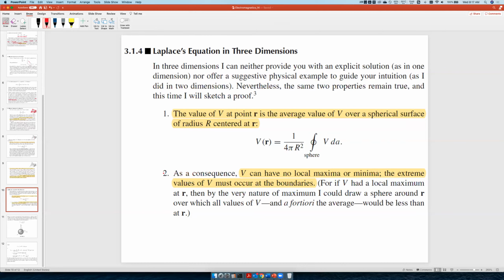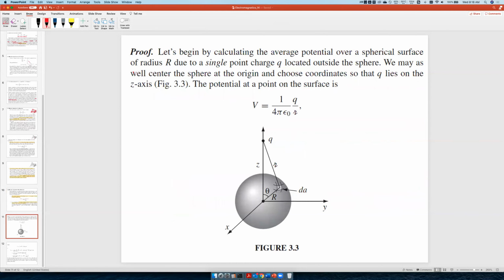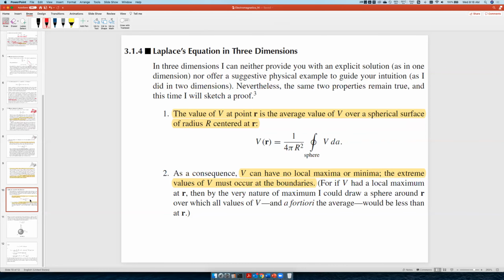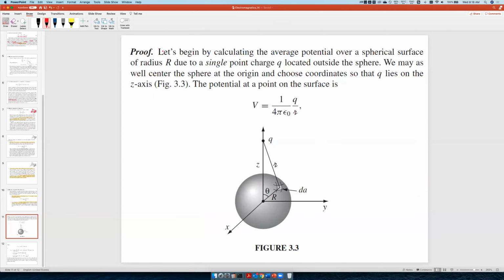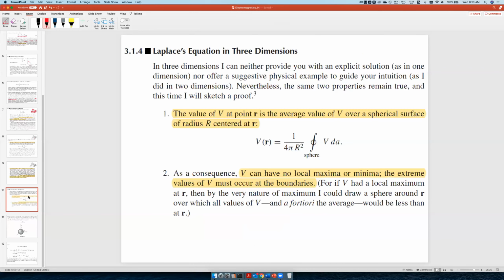As a consequence, the second feature is that V cannot have any local maxima or minima. The extreme values of V must occur at the boundaries. So these are the same features as in the one-dimensional or two-dimensional cases of the Laplace equation. So here we're going to prove the features which are shown here.